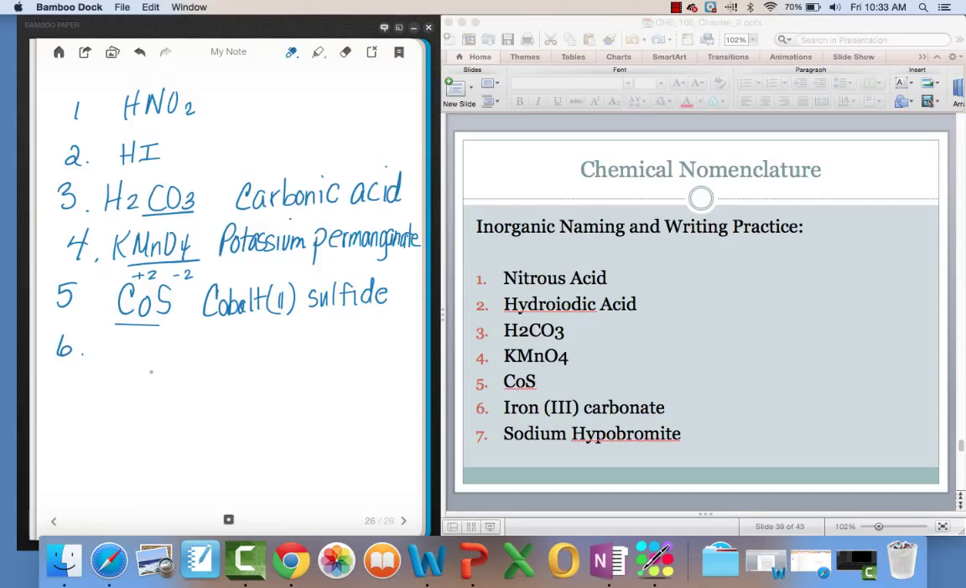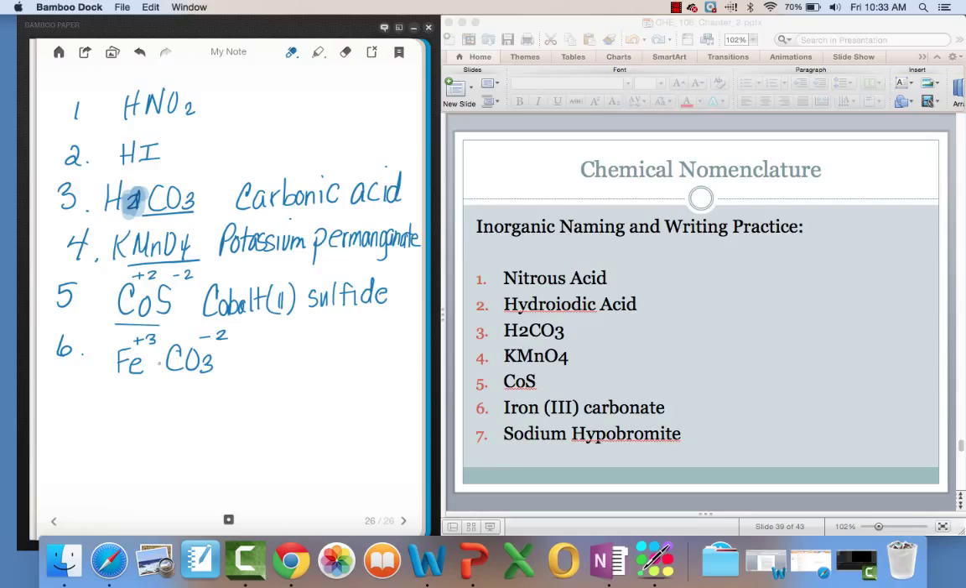Number 6, I have iron 3 carbonate. So they're telling me that they want me to use the +3 charge on the iron. I know from example 3 that carbonate is CO3. It has a -2 charge. I can tell that because if I look here, I can see that this is a 2, and that 2 came from the carbonate.